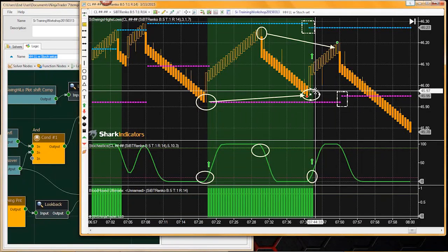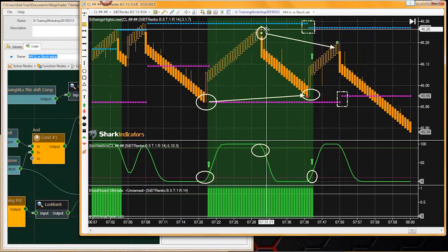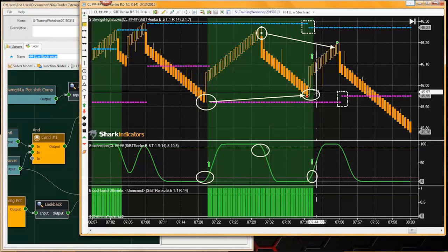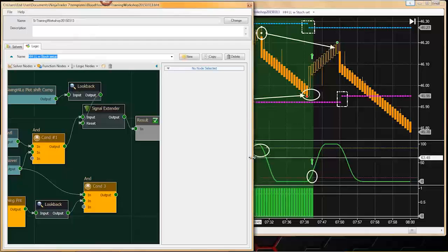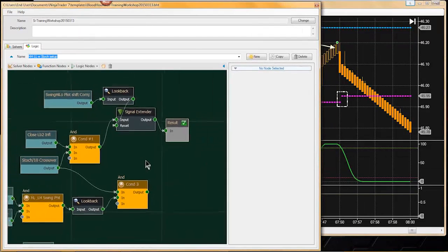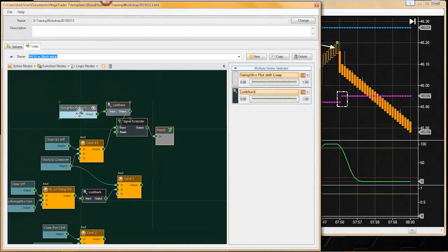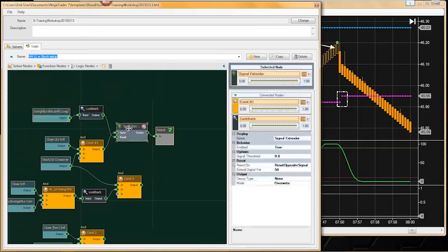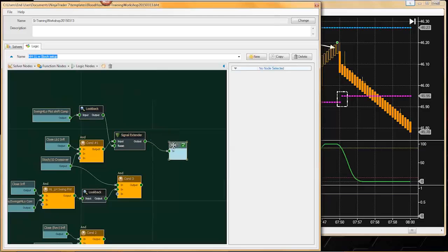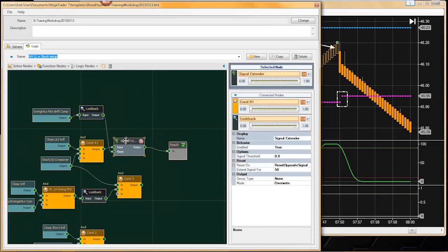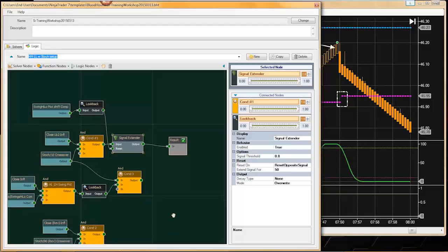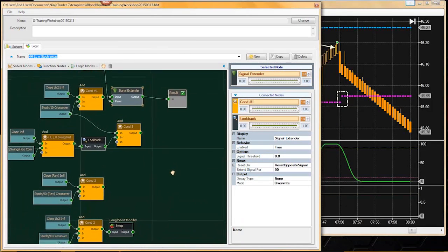So now we need to do the same thing for condition 2. We want to take the output from condition 2 and also extend it forward until condition 3 happens. All right, so let's see. Let's find condition 2 here.